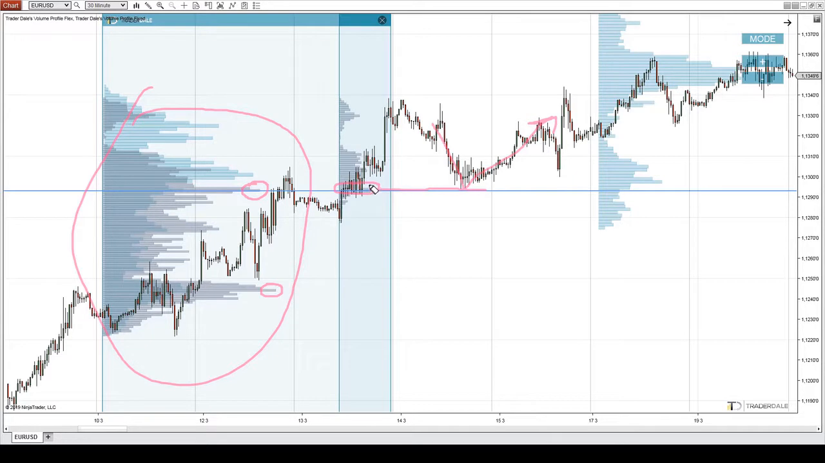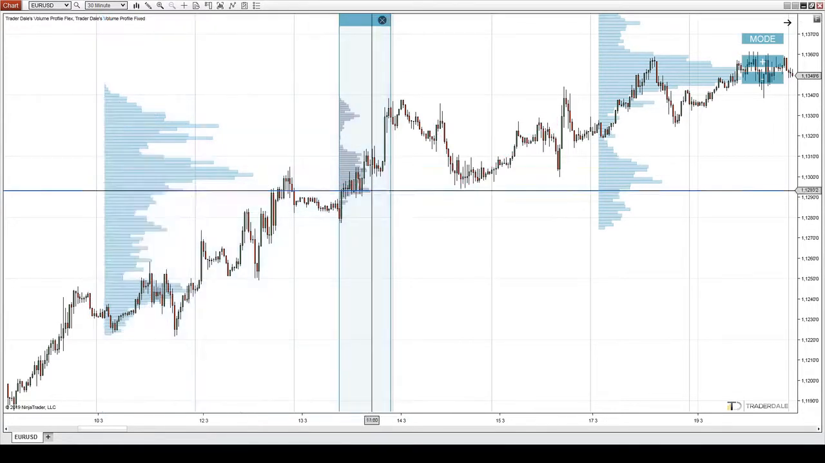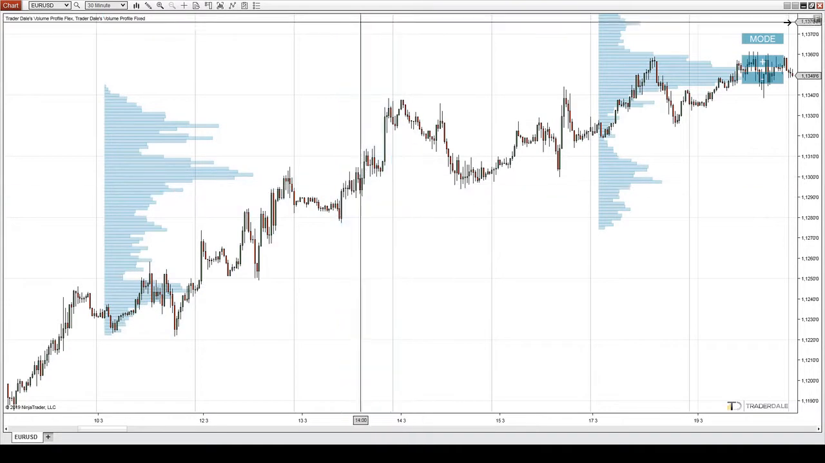If, for example, I wasn't sure whether to take this level or not, I would just have a look at the weekly profile, and if I saw this, I would be sure that this would be a strong support. So the confluence would make me more sure about taking the trade.